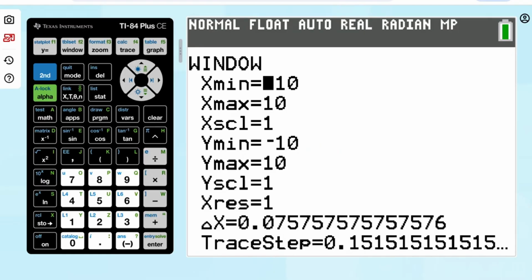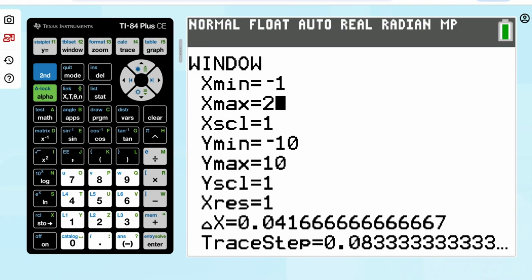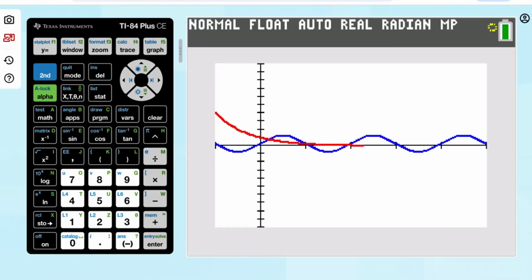I'm going to hit the window button. I'm just going to go from -1 as my x min to 2 as my x max, because it looks like that was probably sufficient to find that point. Actually, let's go a little further, let's go to 5, and then we'll graph it. That way, okay, so that's plenty good here.